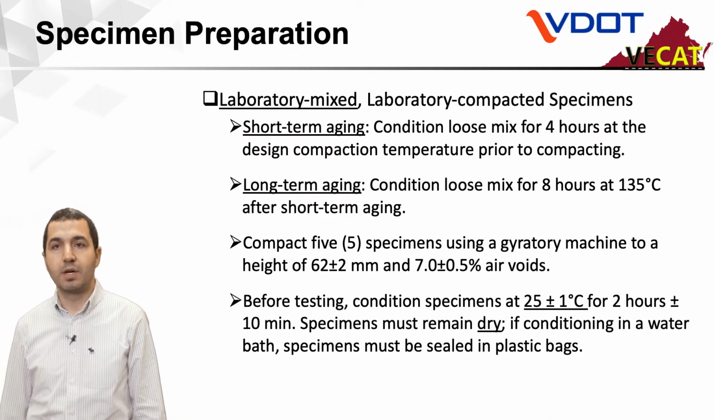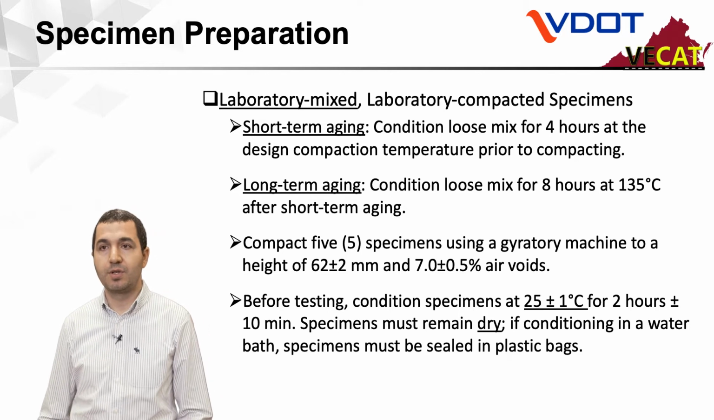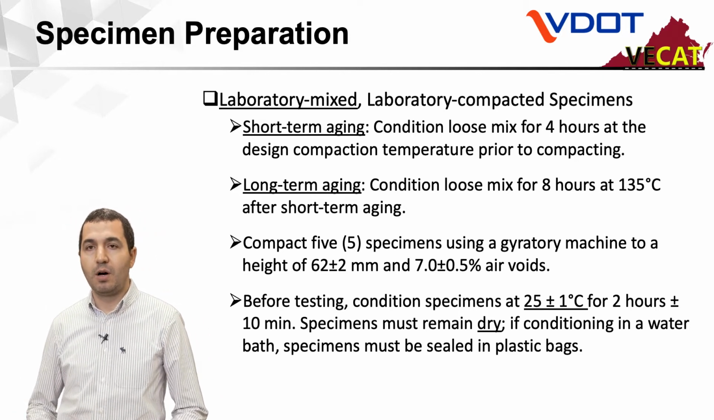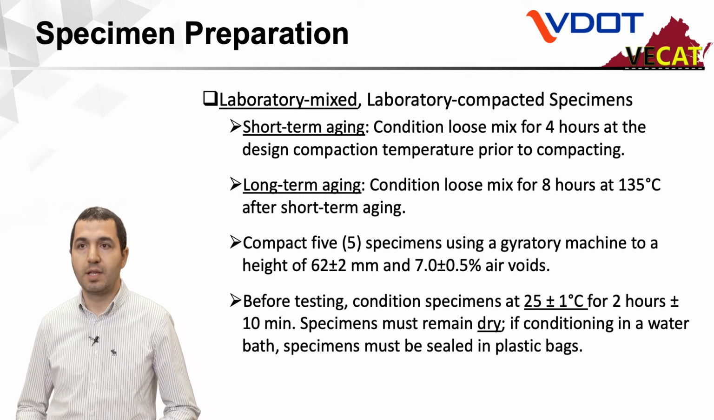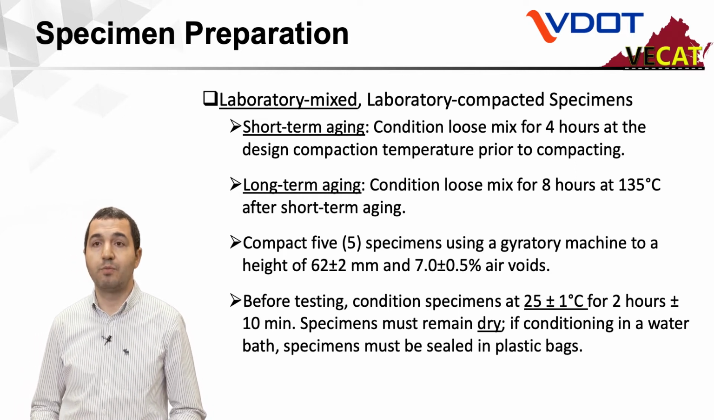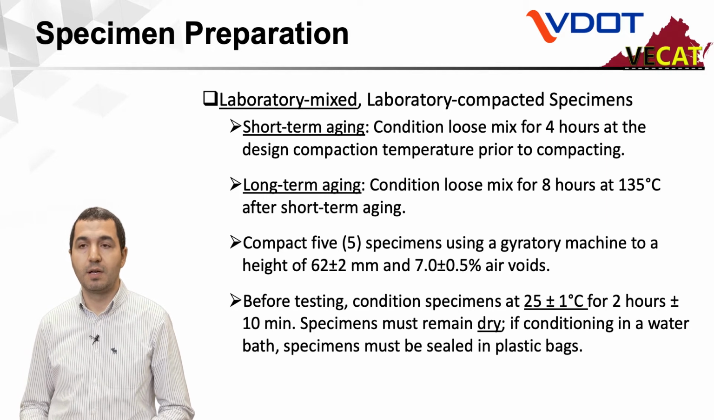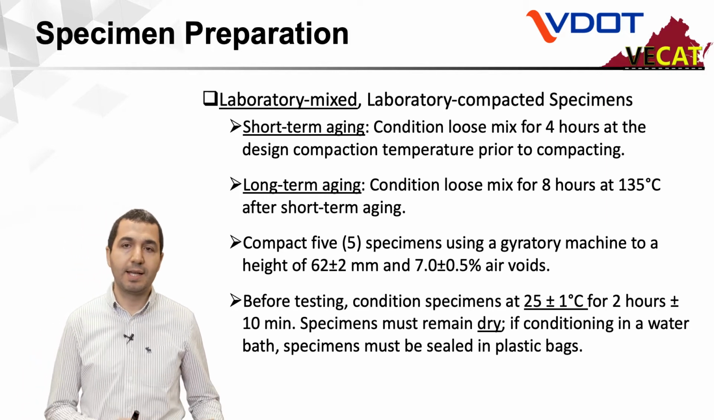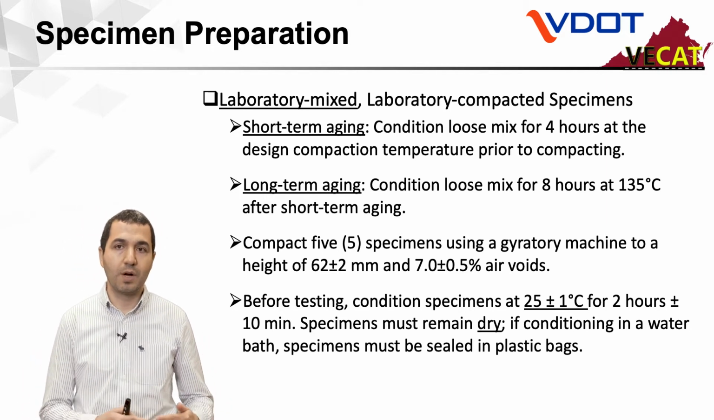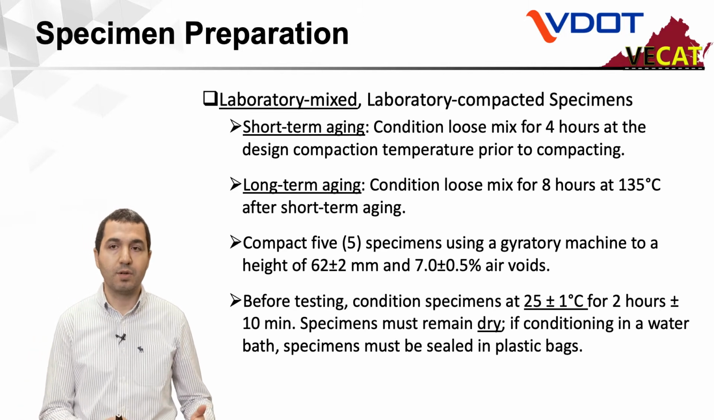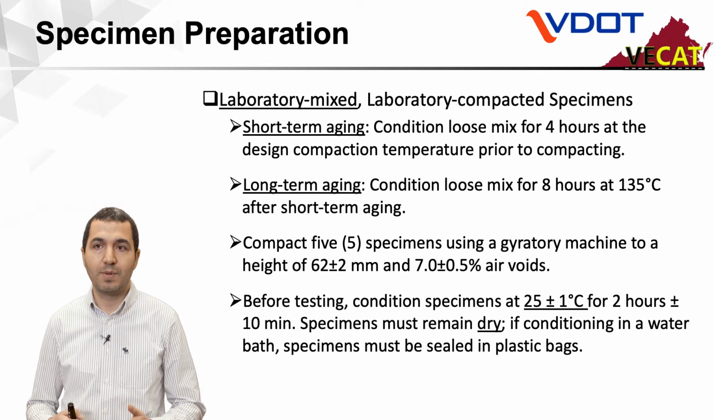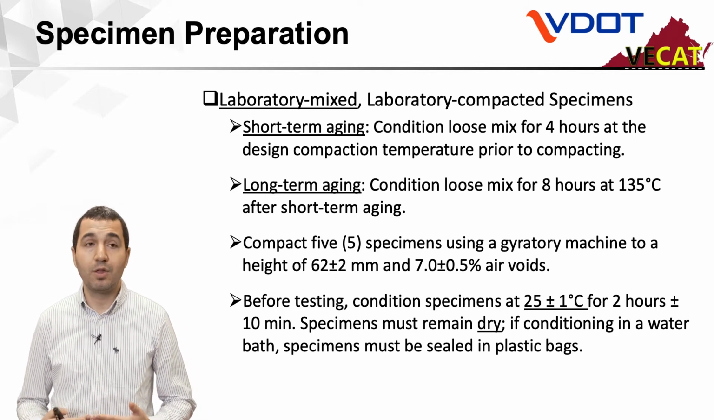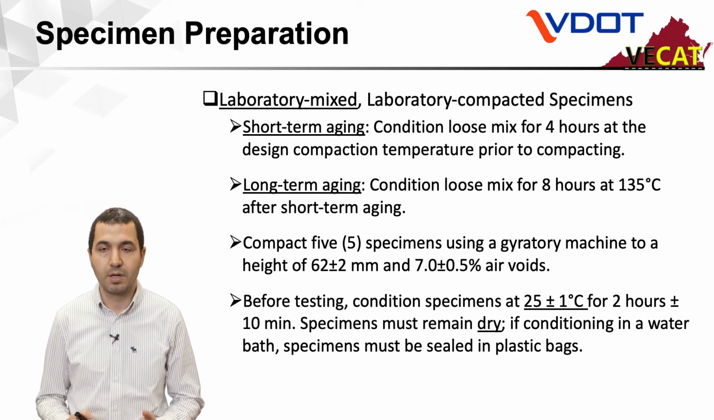Specimen preparation. For laboratory mixed and laboratory compacted specimens, specimens first should be short-term aged for 4 hours at the design compaction temperature prior to compacting. VDOT spec has a long-term aging requirement too, for informational purposes only, but it requires long-term aging on specimens for 8 hours at 135 C after short-term aging.